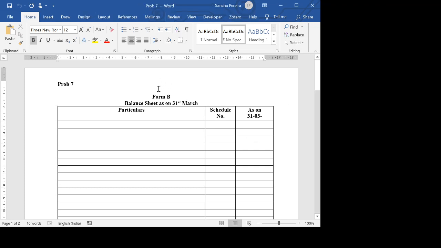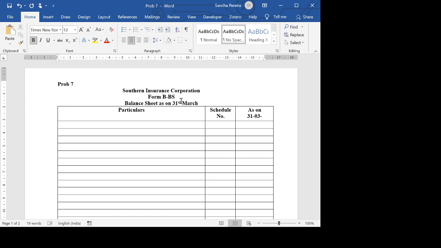So the name of the insurance company is Southern Insurance Corporation. And the date given to us is 31st. Form B, we call this Form BBS. BS stands for balance sheet.